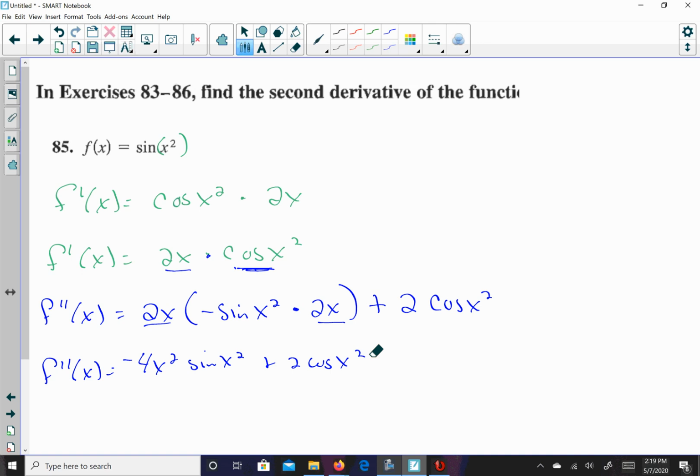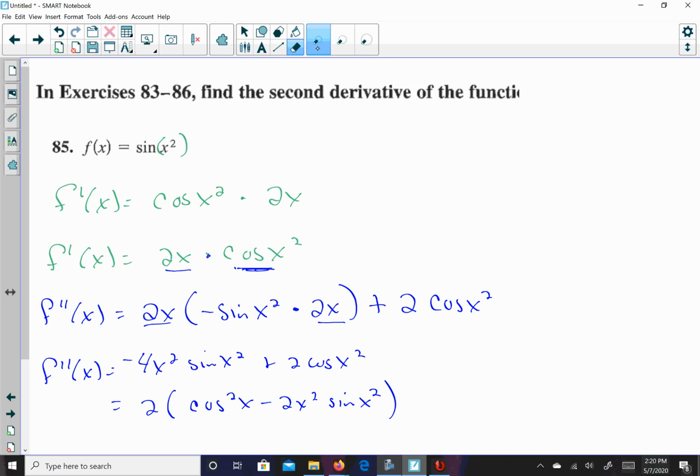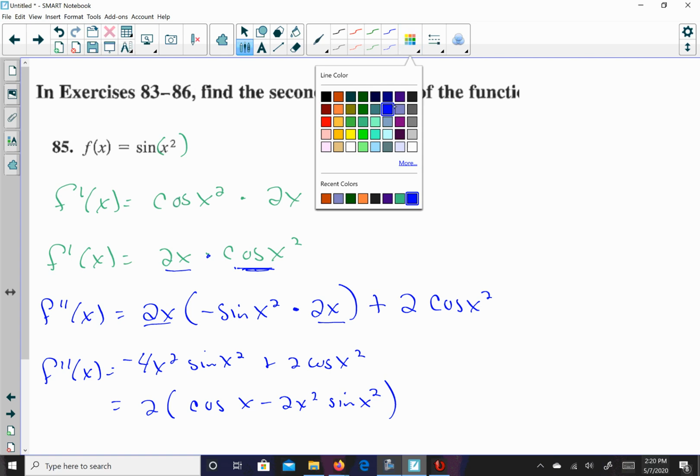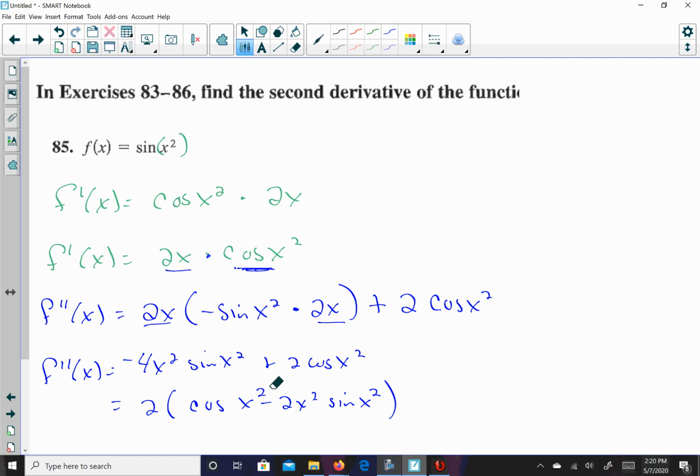I guess I can factor out a 2. And I can factor out 2 and make this 2, and then cosine squared x minus 2x squared sine x. Oh, sine x squared. Oh, my bad. Let me fix it. That should be x squared, not cosine squared x. Okay, and that's my final answer. Just wanted the second derivative.